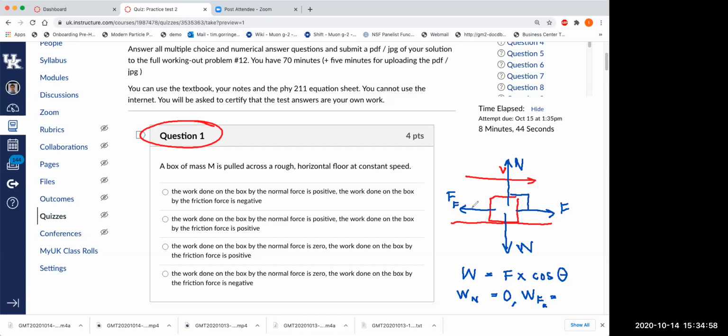This is office hours. He's going over the practice test.